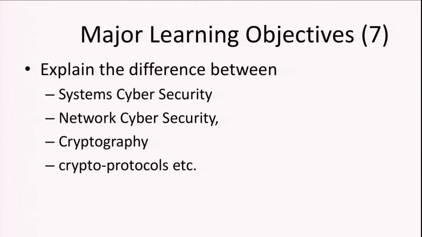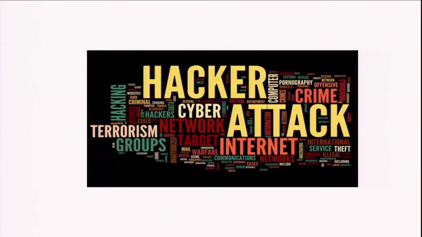And number 7 is to explain the difference between systems cybersecurity versus network cybersecurity, cryptography, crypto protocols, and so on, because these are often confused by people as something the same or the equivalent of each other, but they are not. And therefore, if you have taken a course like this, you should have a very clear idea about what these are and how they differ from each other and where they are applicable and things like that. So with that, lecture number 0 is over.